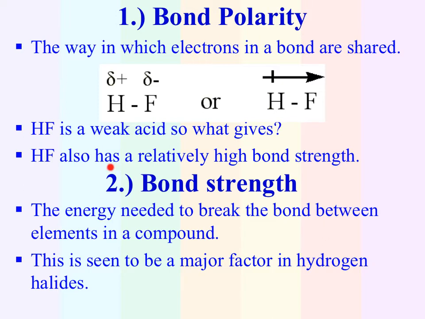Okay, and so that brings us to our second factor that we need to consider, which is bond strength. And basically, bond strength is the energy that's needed to break a bond between elements in a compound. And we've already discussed bond strength earlier in the semester. So basically, this is actually going to be a really big factor in determining hydrohalic acid strength, and it's going to actually affect the relative acidity of a specific acid much more than bond polarity. And we'll look at this here in a little bit.